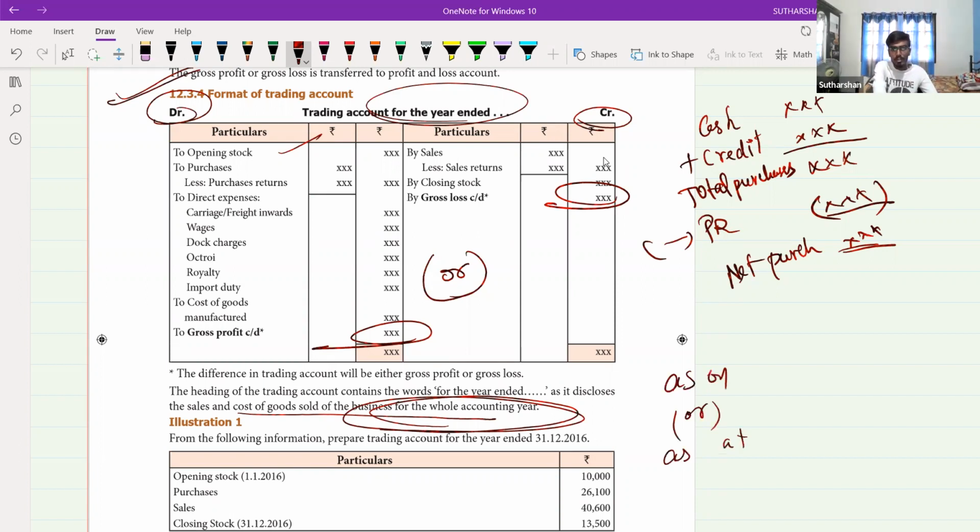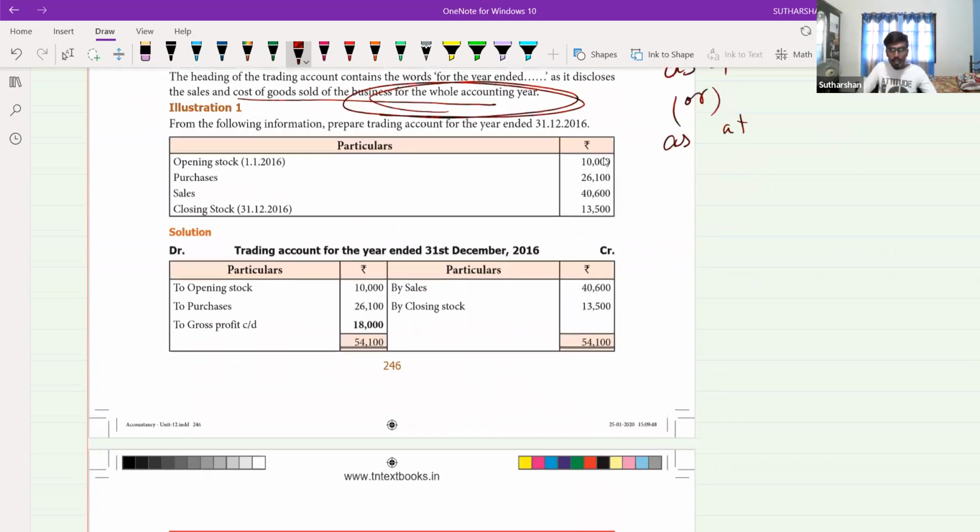Okay, we will move on to illustration 1. Illustration 1 is quite simple. They are asking to prepare a trading account. Opening stock we will record on the debit side. Purchases we will record on the debit side. It will be on the credit side. It will be on the credit side. The difference between 3600 and 5400, the difference between them is nothing but the difference between the two.